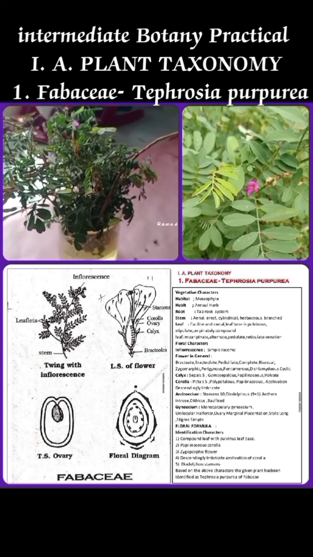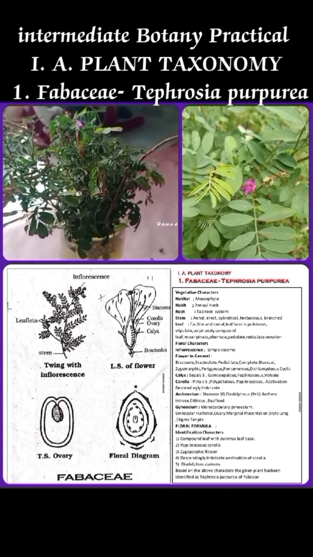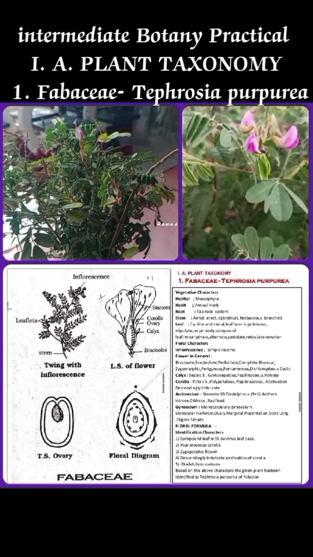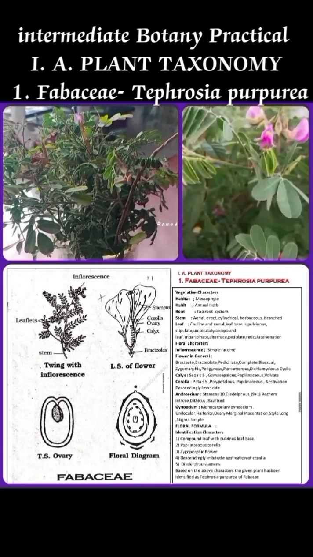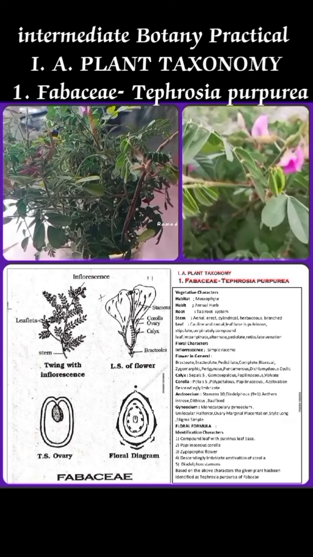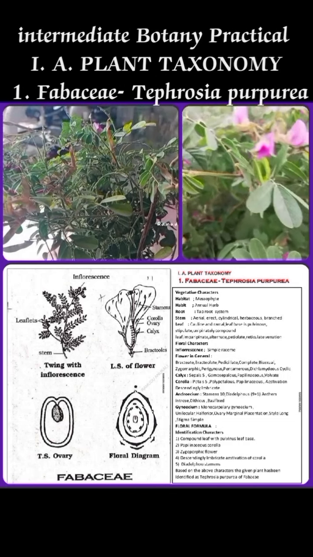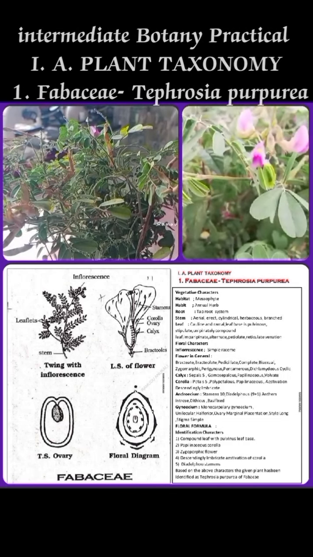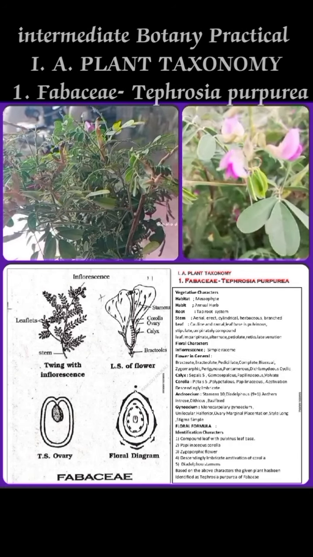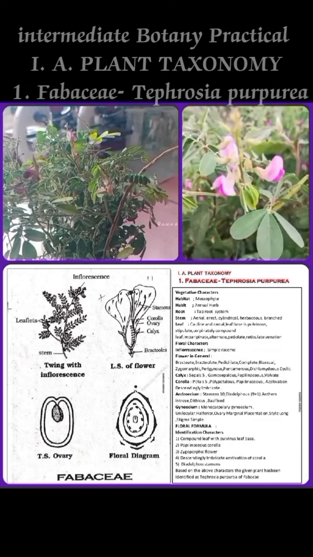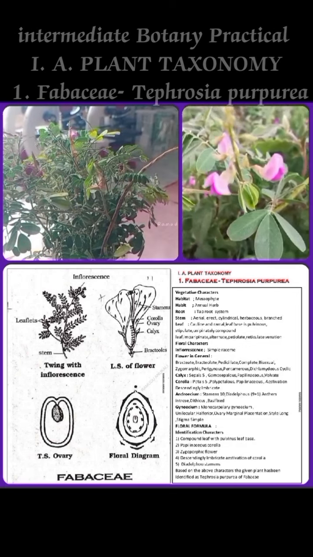Floral formula and identification characteristics: compound leaf with pulvinus leaf base, papilionaceous corolla, zygomorphic flower, descending imbricate estivation of corolla, diadelphous stamens. Based on the above characteristics, the given plant has been identified as Teprosia purpurea of Fabaceae.